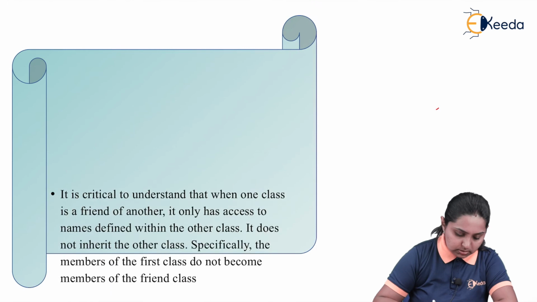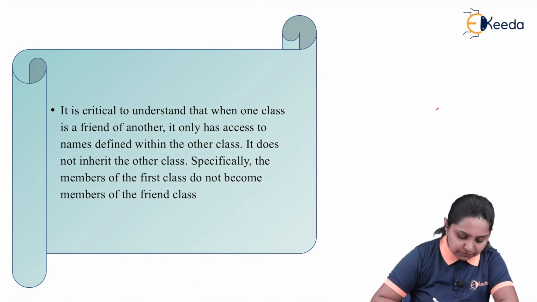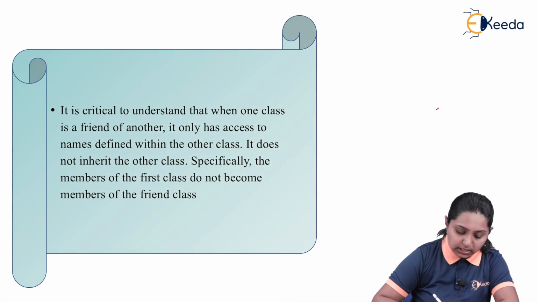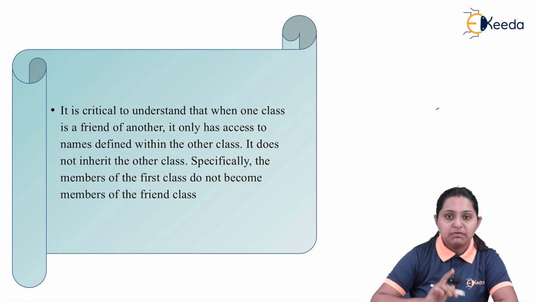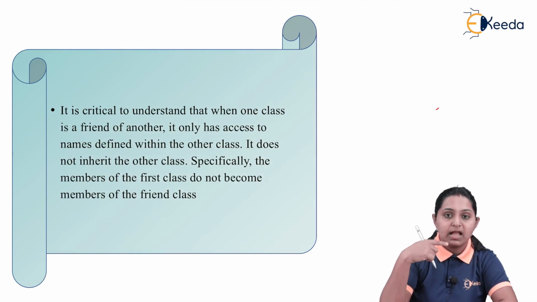Now, it is critical to understand that when one class is a friend of another, it only has access to the names defined within the other class. It does not inherit the other class. The members of the first class do not become members of the second class. That means class B is a friend of class A, but it is not vice versa. That means class A cannot be a friend of class B.